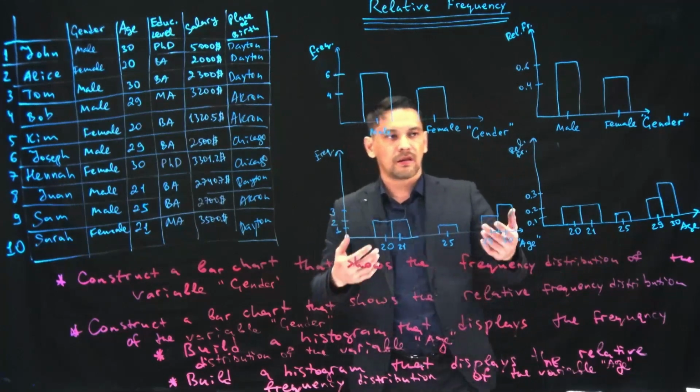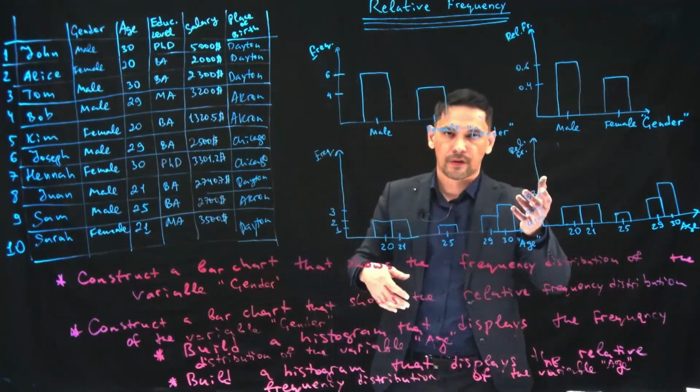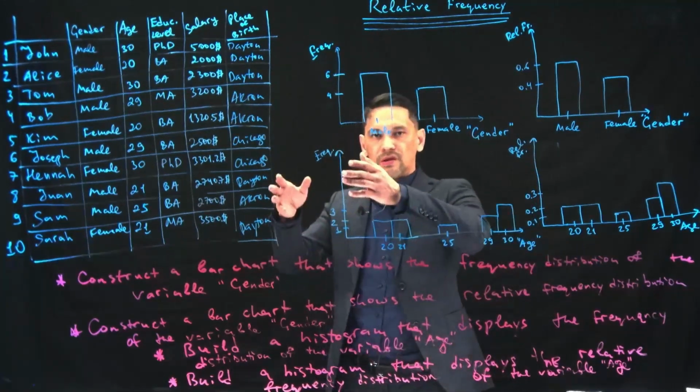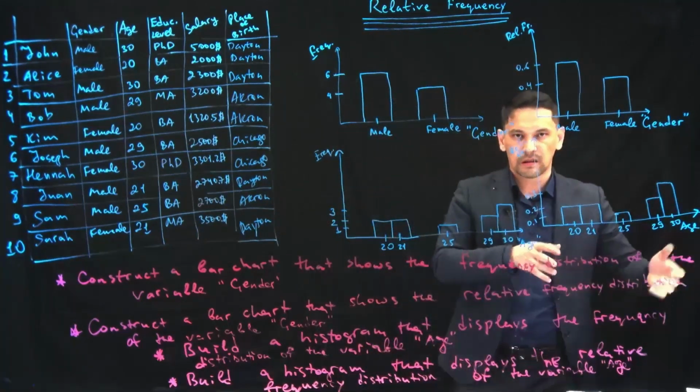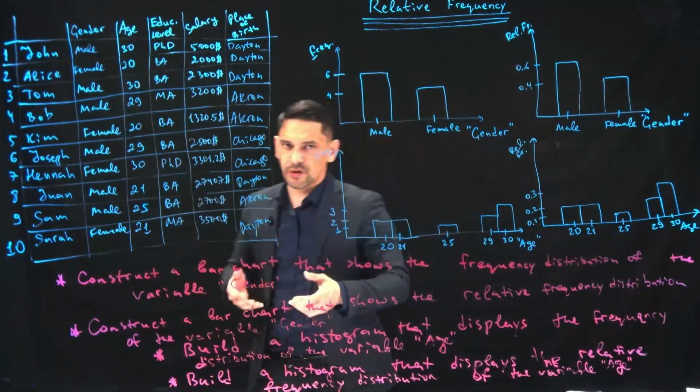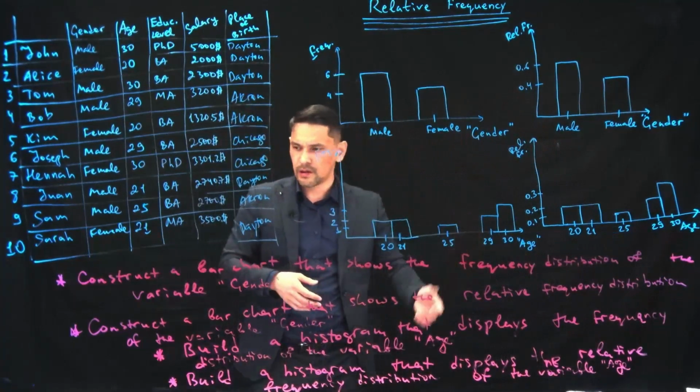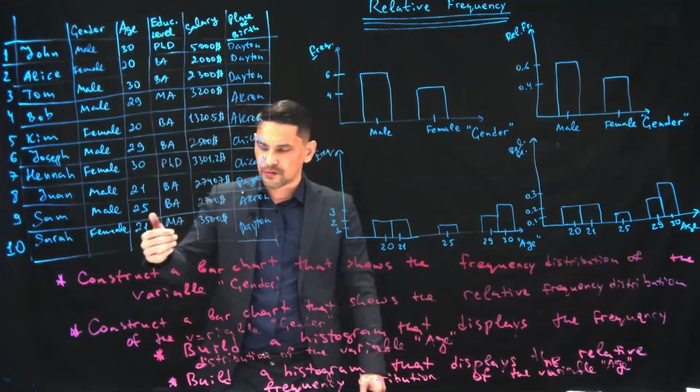So that's the basic difference between a frequency and a relative frequency. Usually a frequency shows the quantity, right? Whereas the relative frequency shows the proportion. And we usually interpret the proportion in percentage. Now, please write this down.